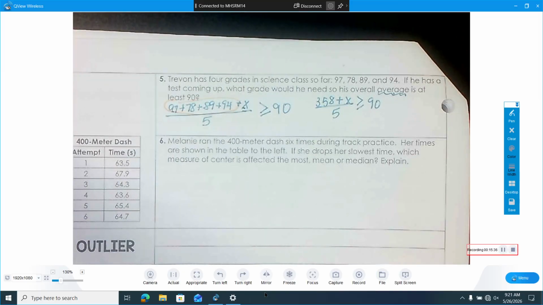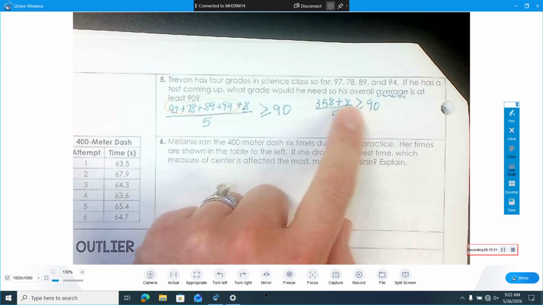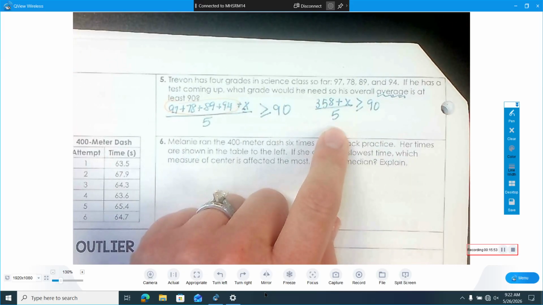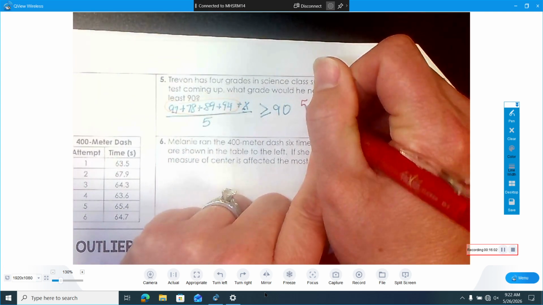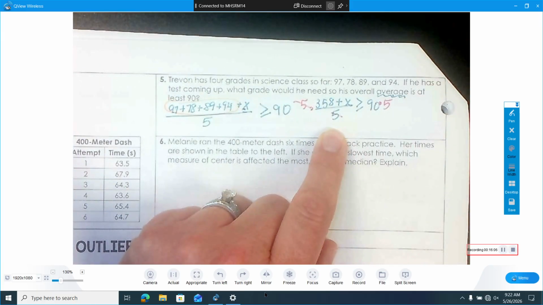All right, what should we do to solve for x, to get x all by itself? What do you want to do? Try a bunch of numbers. Well, this is the beauty of algebra. Right now this is 358 plus x all divided by 5. Can we get rid of that divide by 5? What should we do to get rid of divide by 5? Multiply, yeah, we can multiply both sides by 5 so that it cancels out.